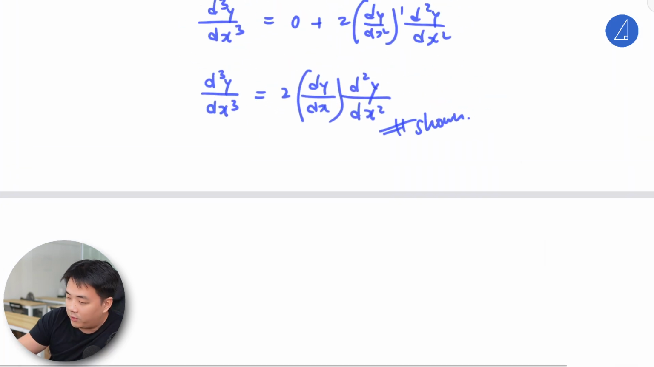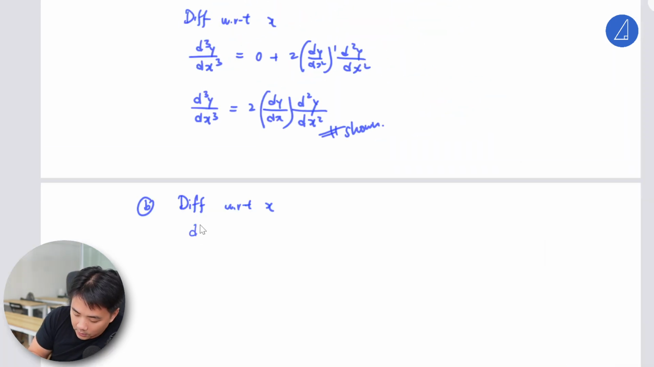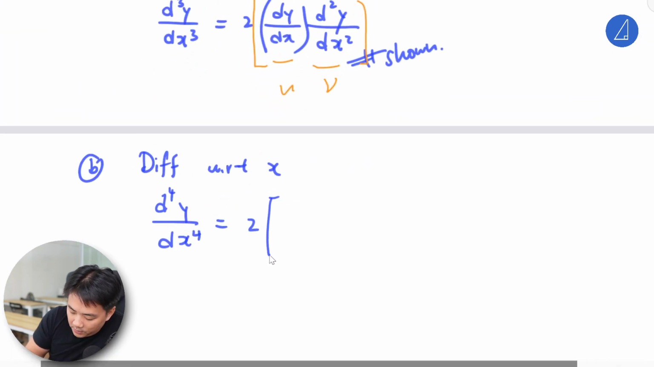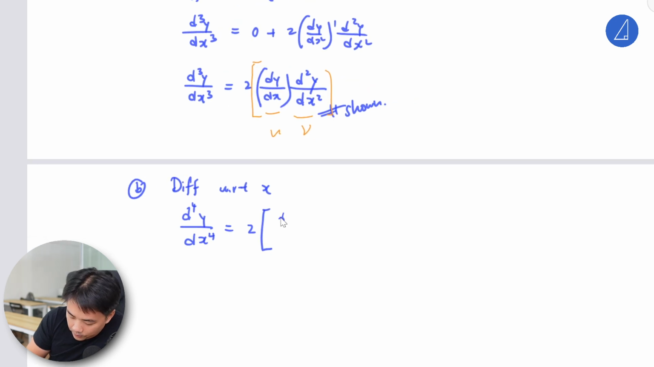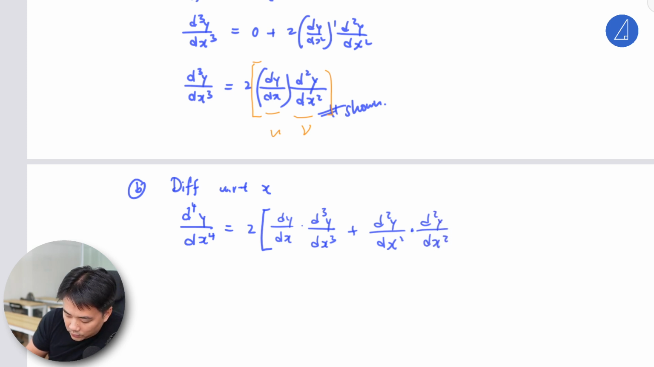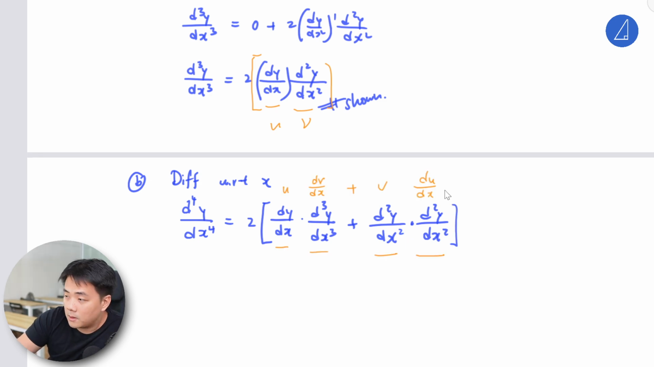So in this case, differentiate with respect to x. To be mindful here, we need to use the product rule. The one on the left is d^4y/dx^4 equals 2. In this case, we have got u and v. So we have 2, I'm going to bracket it, u dv/dx will be d^3y/dx^3 plus d^2y/dx^2. Then this will be d^2y/dx^2. Okay, so I know this is where I should stop.